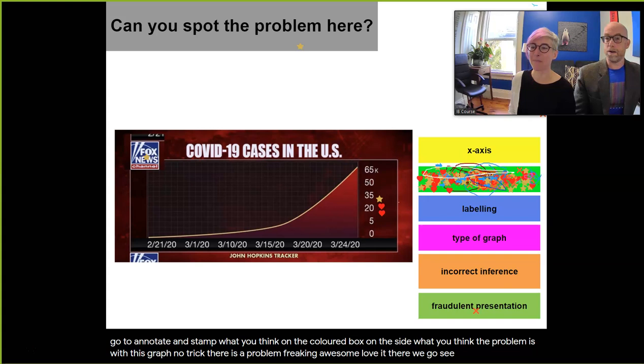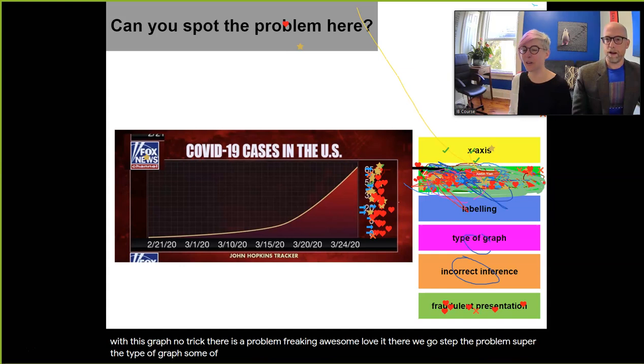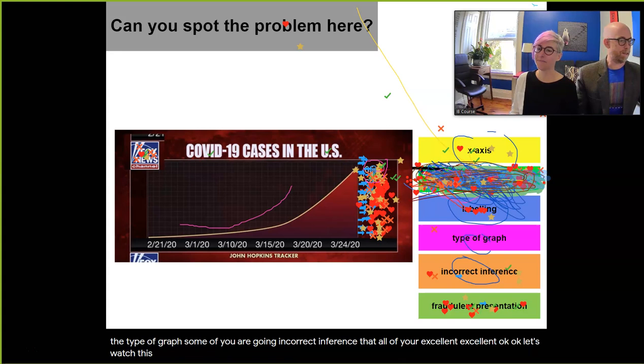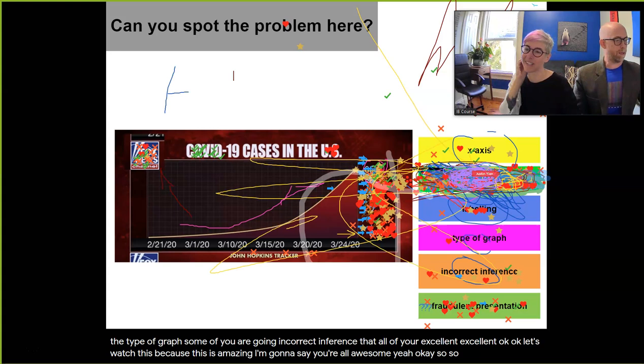The type of graph, some of you are going incorrect inference. Excellent, excellent. Okay, let's pause this, because this is amazing. You're all awesome. So, stop.